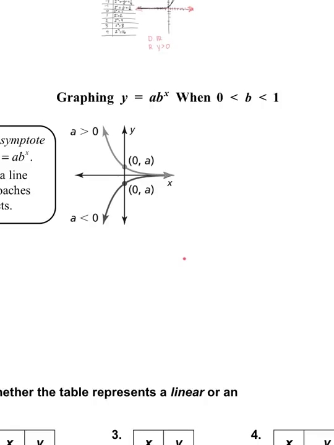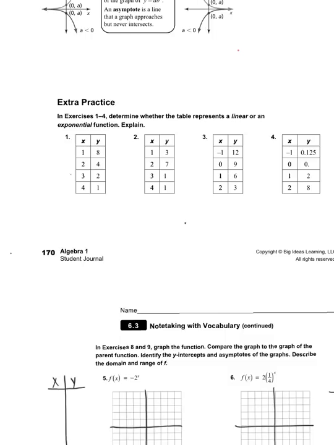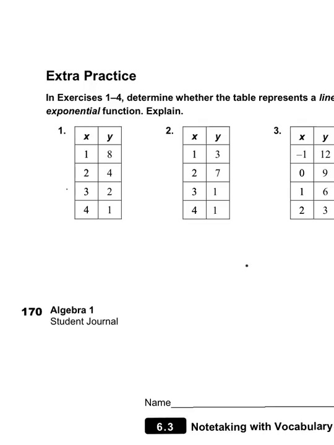So here they ask us to determine whether the table represents a linear or exponential function. Now we said earlier that if a function is exponential, then as the x changes by a constant amount, the y is multiplied by a constant ratio. All right, so let's first determine on question 1.